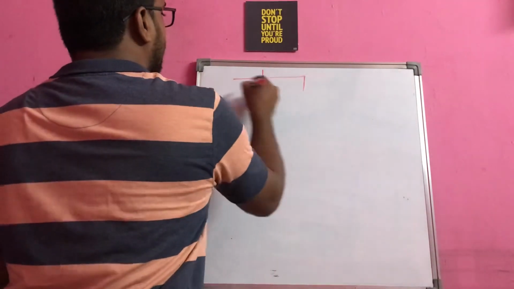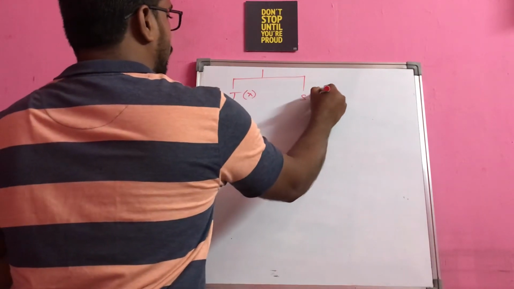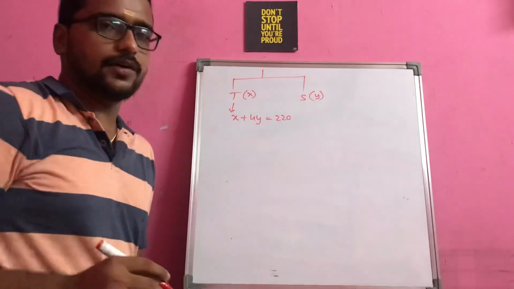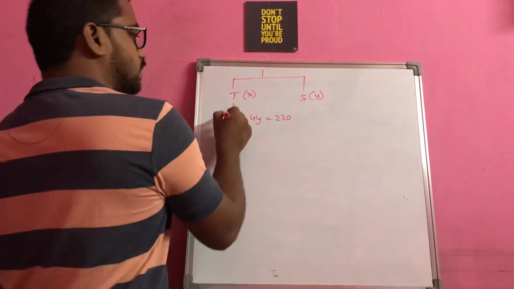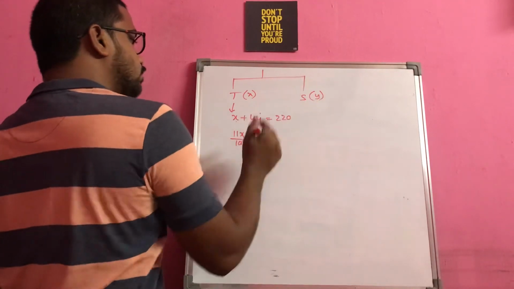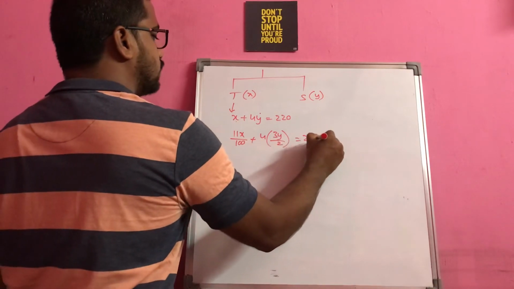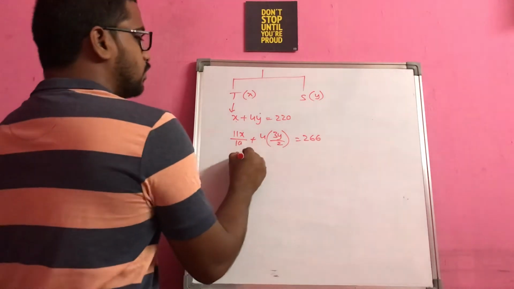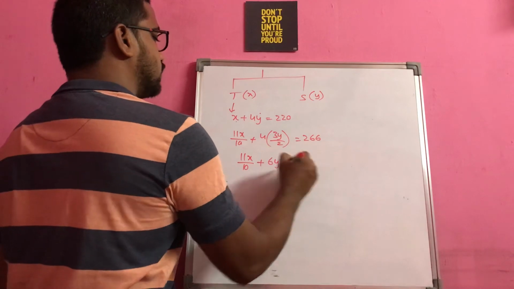We are having tea and sugar. Tea is x rupees and sugar is y rupees. So first equation, x plus 4y is 220 rupees, as they had given to us. And in the continuation, they mentioned that tea increased by 10%, so that's 11x by 10. In the sugar they increased 50%, so 4 into 3y by 2 is equal to 266. So 11x by 10 plus 6y is equal to 266.